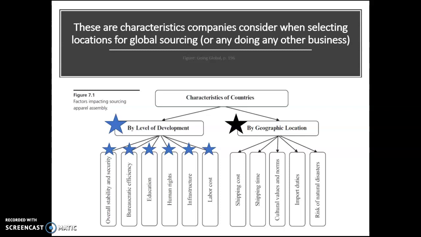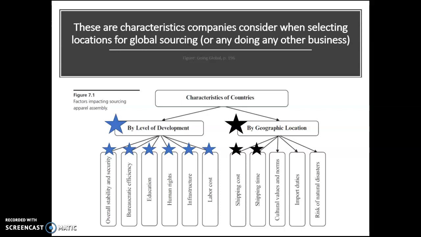Let's move on to geographic location. So how far away two countries are apart will affect how much you pay for shipping. Obviously, the farther you go, the more you have to pay. So if you're a fast fashion brand, you're definitely going to be looking for a low shipping cost. And if you are a luxury brand, shipping cost is probably not as important to you.